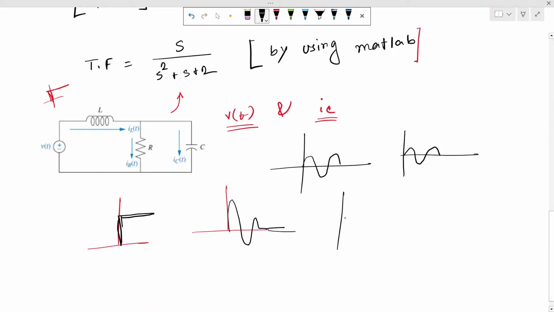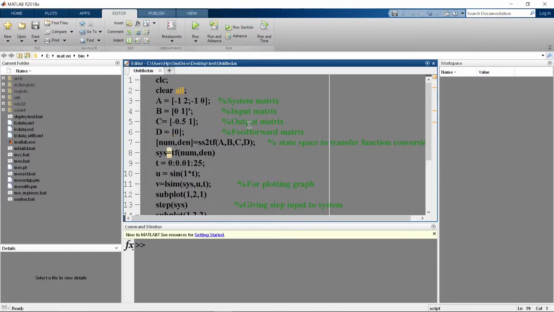So what will be the actual response? If our main wave is like this, the response will be like this. Why is that? Because some signal is blocked by this inductor. Let's see this in the MATLAB. Here I have already written all the codes. Let me explain all the lines one by one.